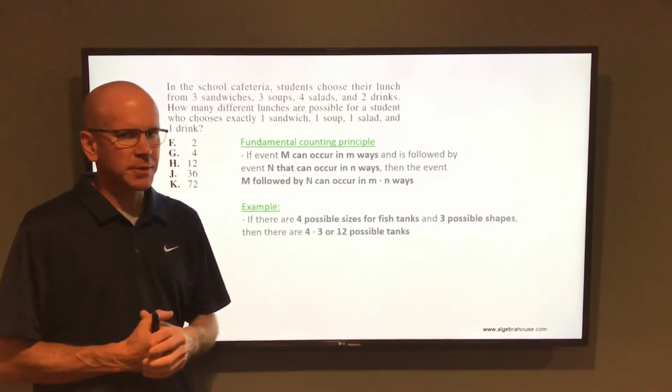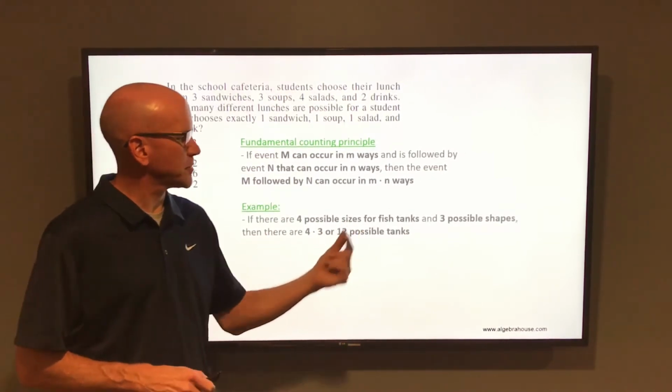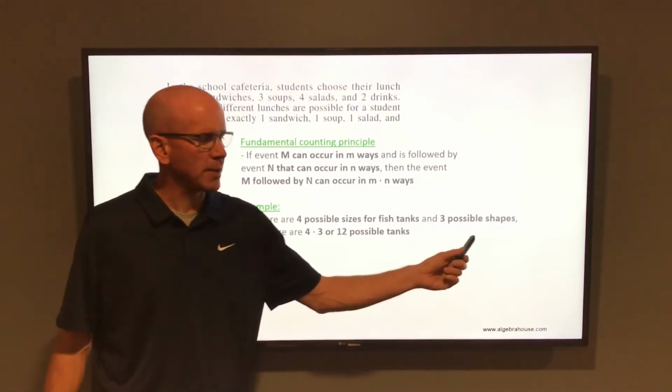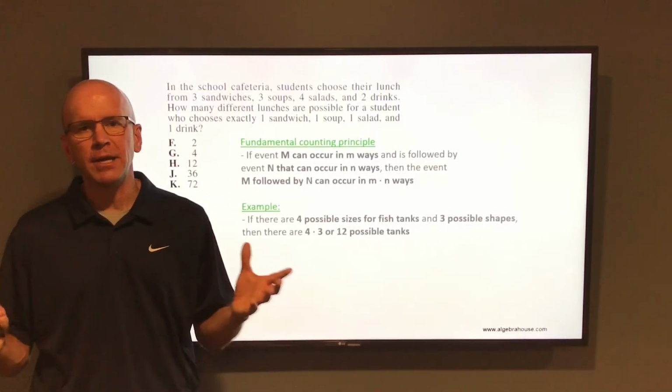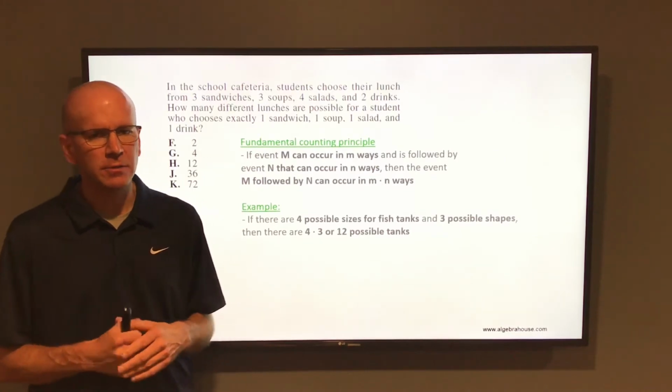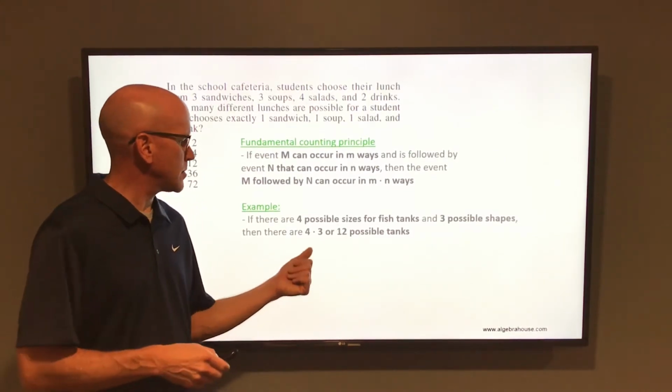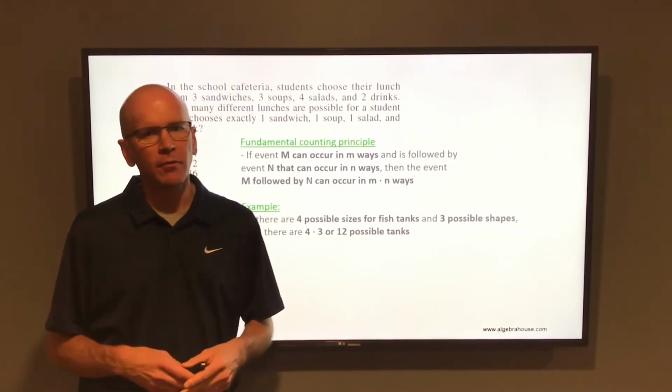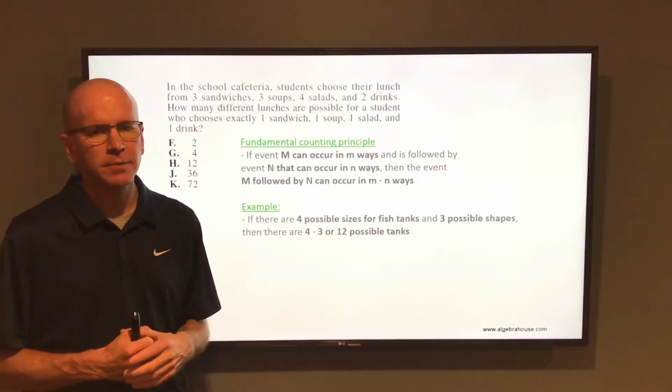A little more realistic example: if there are 4 possible sizes for fish tanks and 3 possible shapes, how many different combinations or possibilities of fish tanks could you come up with or create? You just take 4 times 3, and that is going to be 12 different tanks that you could create or come up with.